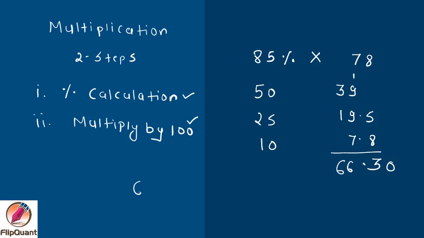And the next step is to multiply 66.30 by 100. So you get your answer as 6630. Isn't it an easy method for you to understand right now? Again, we are going to look at the next example.